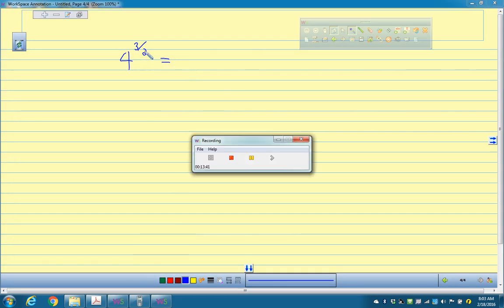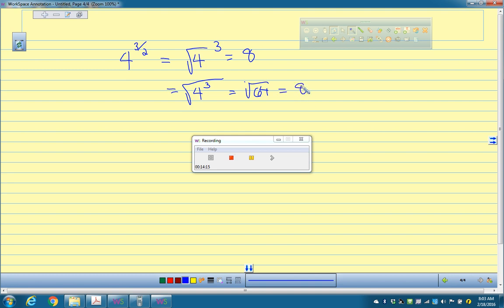You can think of this as the square root of 4 raised to the 3rd power. Or you can think of it as the square root of 4 to the 3rd power. Both of them will give you the same answer. What's the square root of 4? The square root of 4 is 2. 2 to the 3rd power is 8. 4 to the 3rd power is what? 4 times 4 times 4 equals 64. And the square root of 64 is 8. So either way you do it, it comes out to be the same answer.